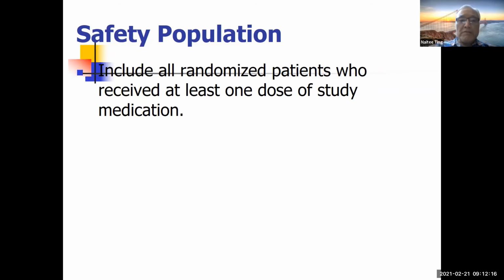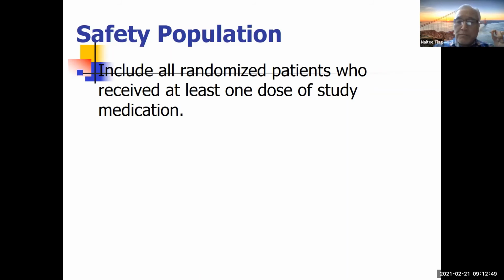So the safety population includes all randomized patients who received at least 1 dose of study medication. If you look at data analysis, in our first lecture, we talked about the patient analysis sets. So for safety analysis, you're analyzing as treated. So this is a treated set. That's the requirement of the treated set: it has to be randomized and has to receive at least 1 dose of study medication. So that's your treated set for safety analysis.